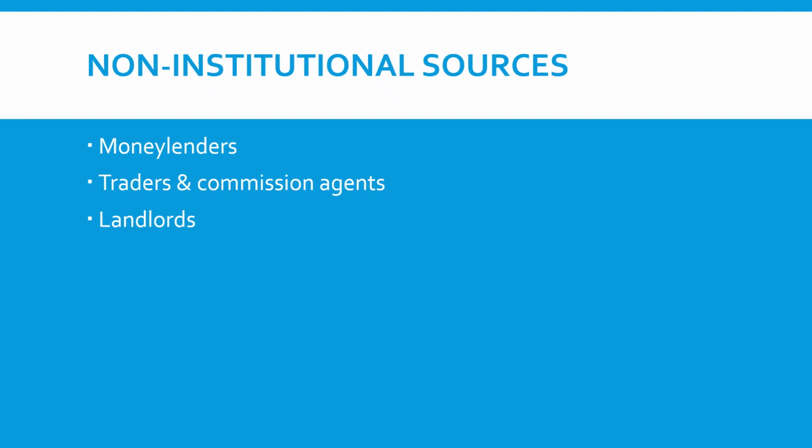Non-institutional sources of finance in primary sector. Non-institutional sources include moneylenders, traders, commission agents, and landlords. Though easily available, these sources charge very high interest and often exploit farmers.